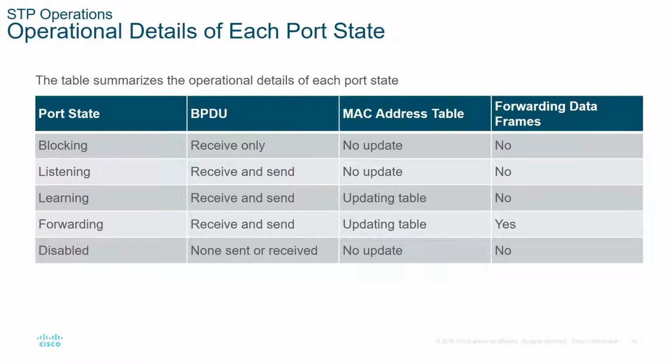In terms of the MAC address table, if it's in a blocking state, then there can be no updates to the table, and there is also no forwarding of data frames. If it's listening, again, it won't update the MAC address table and it won't forward any data frames. If it's learning, again, it won't forward any data frames, but it will update the MAC address table on the switch. That's true with forwarding as well. It'll make updates to the MAC address table, and of course it will actually forward frames. When it's disabled, we get no updates, and we also get no forwarding. So these are the operational states that ports can be in at any one time.